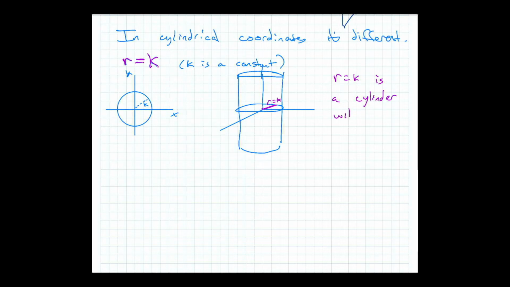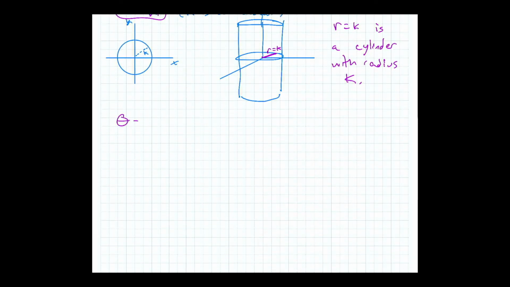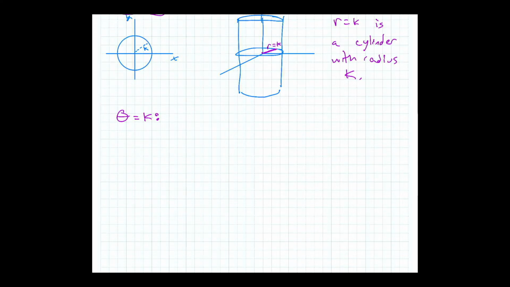With center. Well, I don't really care about the center, but with radius k. Okay, so that's r equals k. Now, what about the other variables? What is theta equals a constant? And again, you should still think about it in terms of a 2D plot first.